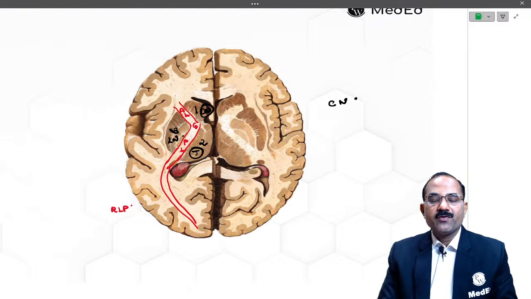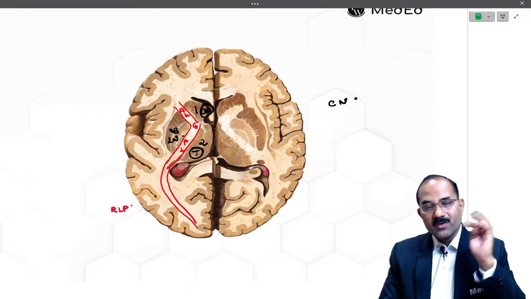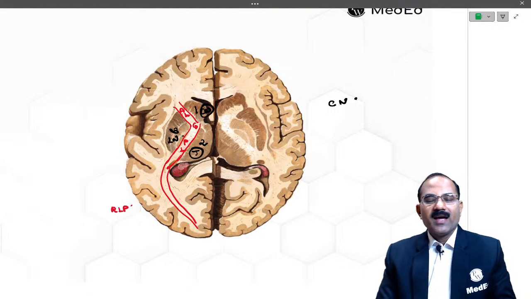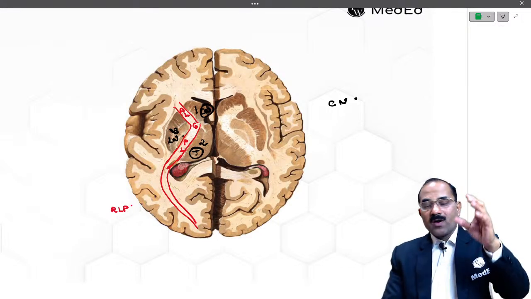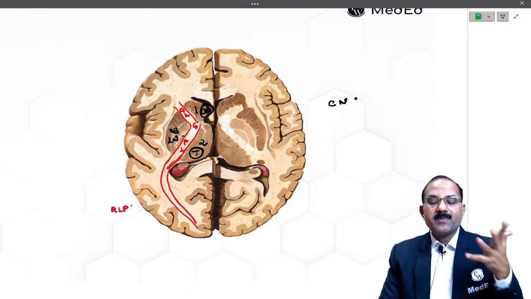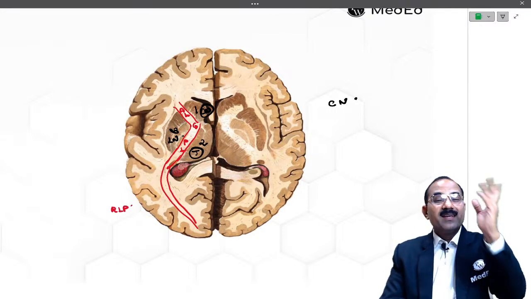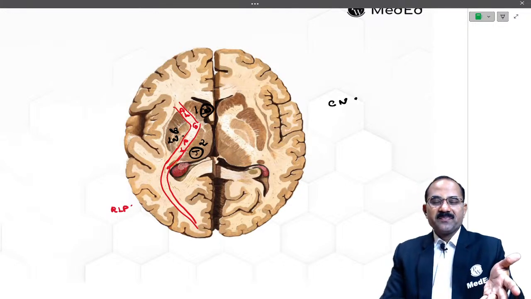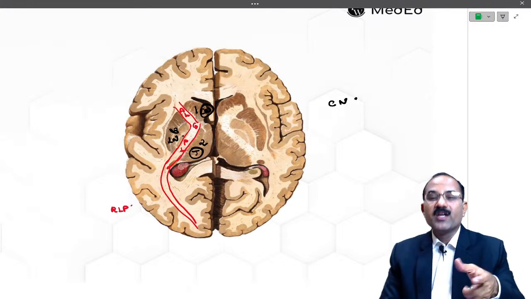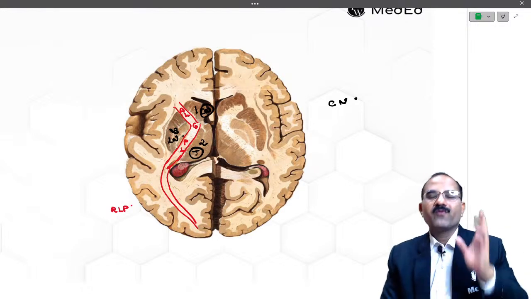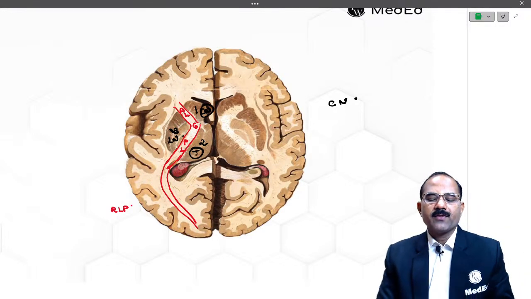Forceps major, bacha. Forceps major is a part of the corpus callosum. Corpus callosum, forceps major and minor. No, bacha. Occipital lobe is concerned with what? Auditory is not correct, bacha. Occipital lobe is concerned with vision. Remember it like this. So which pathway would be present in the retrolentiform part? Visual pathway.